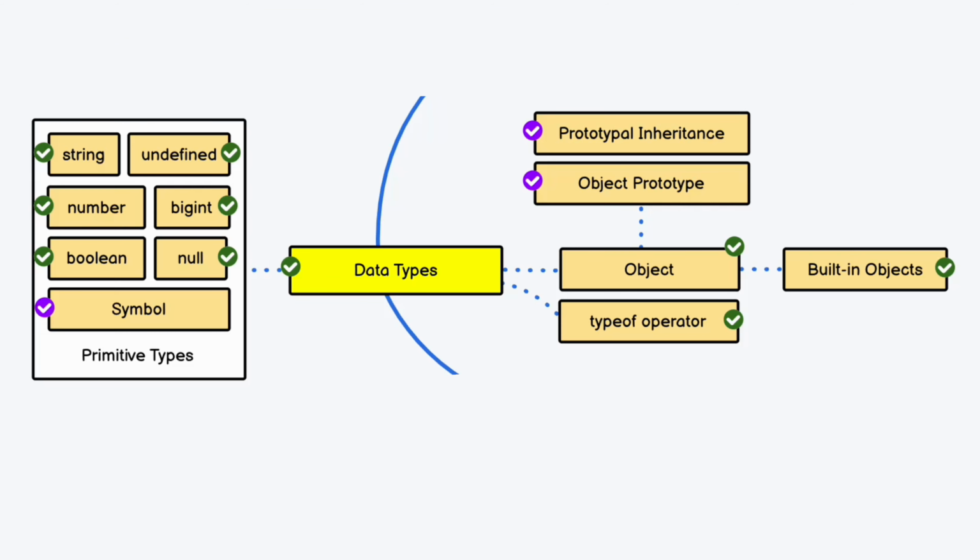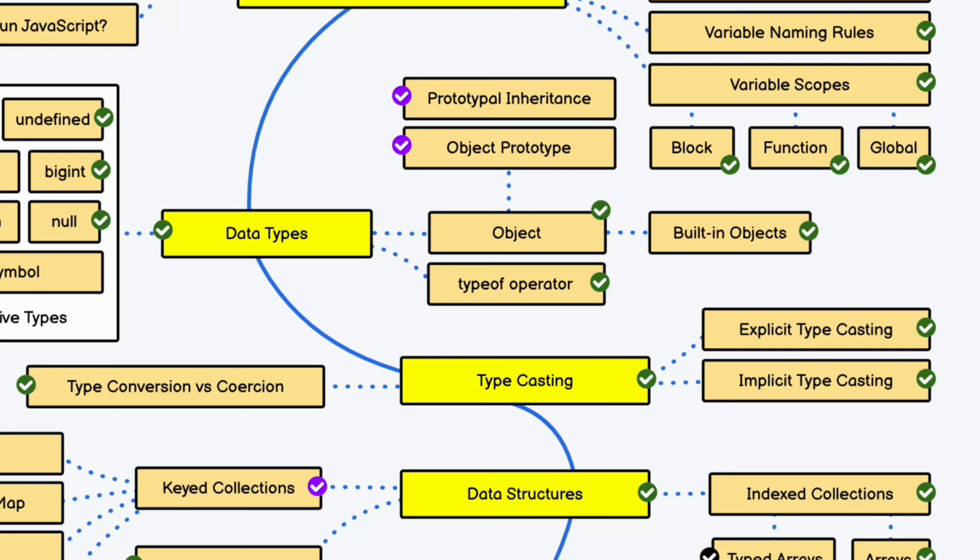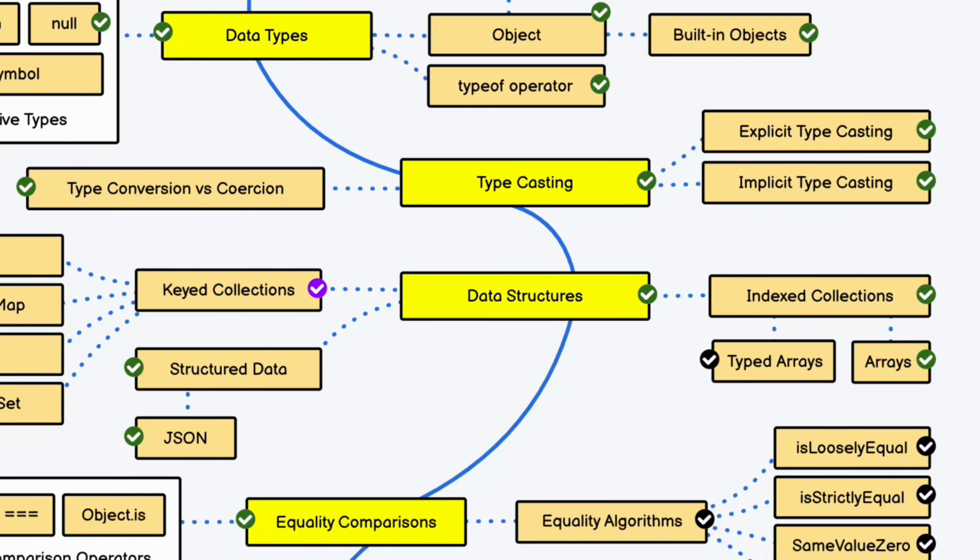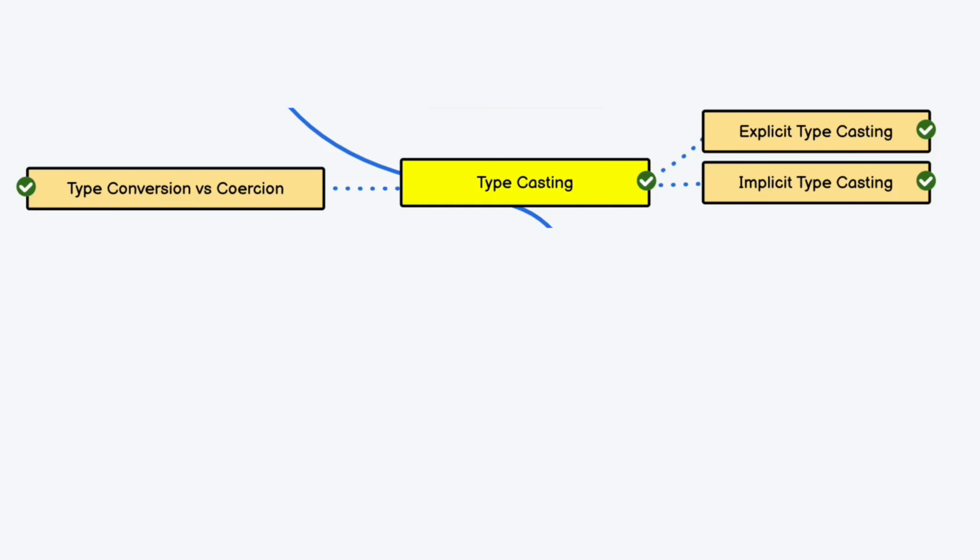Now let's move to the fourth module, which is typecasting. Typecasting is also divided into 3 different categories. So we have type conversion versus coercion, we have explicit typecasting, and we have implicit typecasting. So we have 3 different types in the typecasting module.